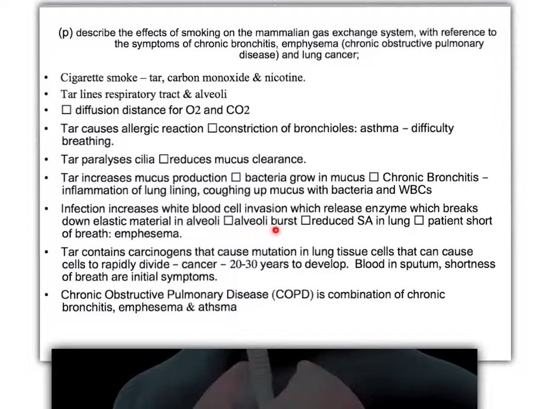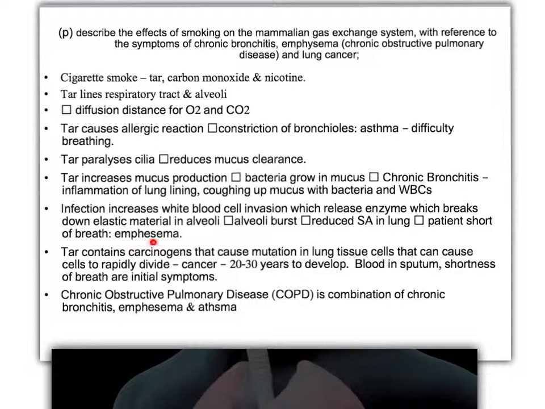And that, in combination with the increased coughing that you had when you had your bronchitis, causes alveoli to burst. If they burst, you get reduced surface area in the lung. The symptoms would be that the patient would be short of breath, and that disease is known as emphysema.